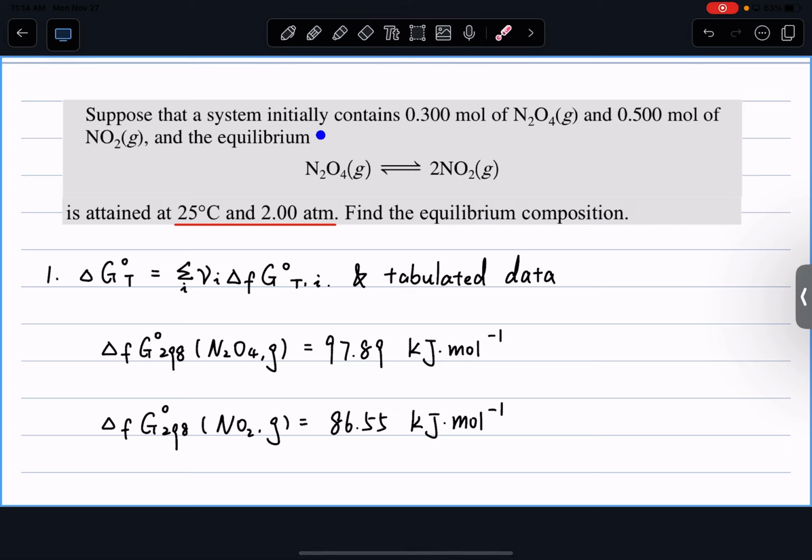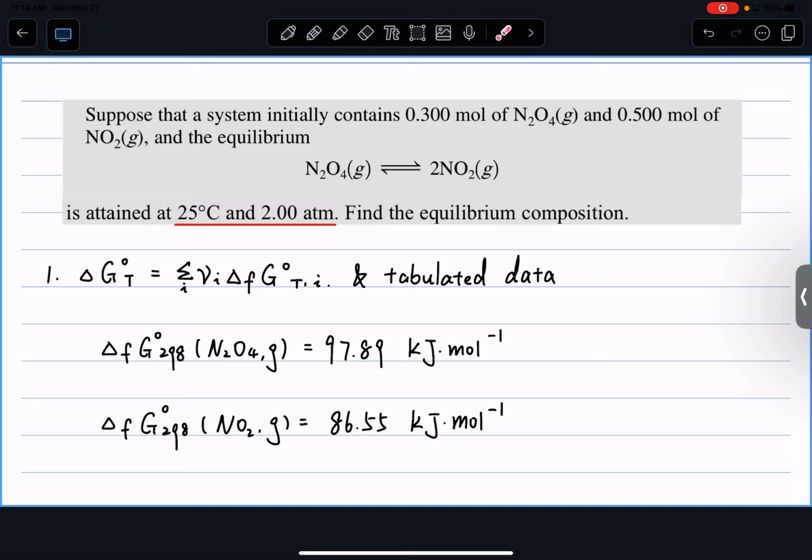Suppose we have a system that initially contains 0.3 mole of N2O4 gas phase and 0.5 mole of NO2 gas phase. And the equilibrium goes like this, right? It's a decomposition of the N2O4 into two molecules of nitrogen dioxide. And the equilibrium is attained at a given pressure and temperature, 25 degrees Celsius and 2.0 atm. So find the equilibrium composition.